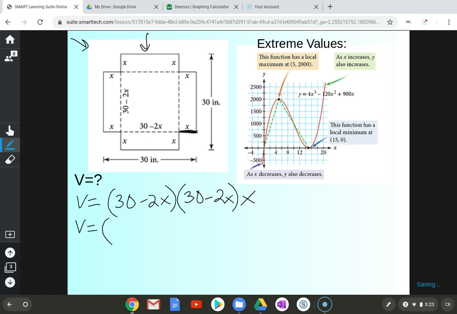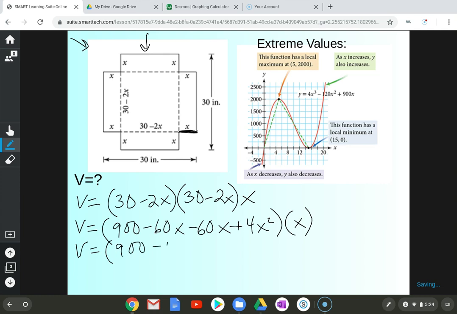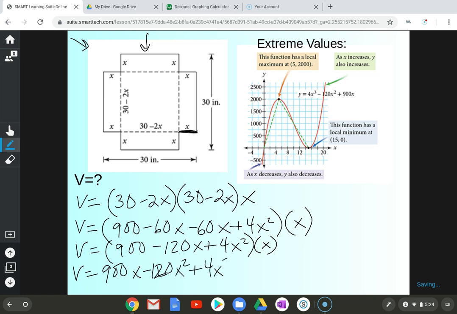If we multiply these things together, here's what we get. So we're going to distribute. We get 900 minus 60x minus 60x plus 4x squared. And then this would be times our x that's sitting out there. Combining some like terms, we get 900 minus 120x plus 4x squared, times x. So if we distribute this x in, we get 900x minus 120x squared plus 4x cubed.